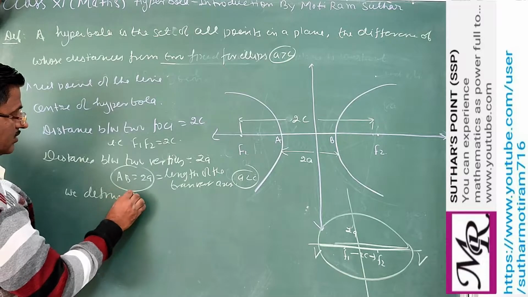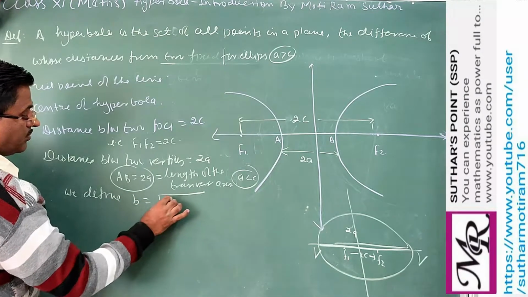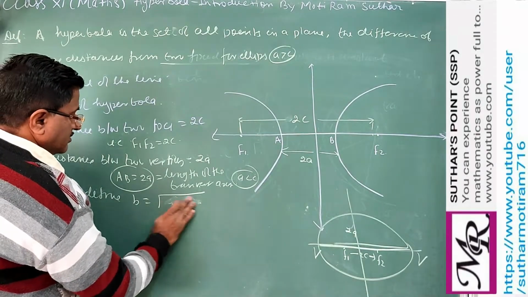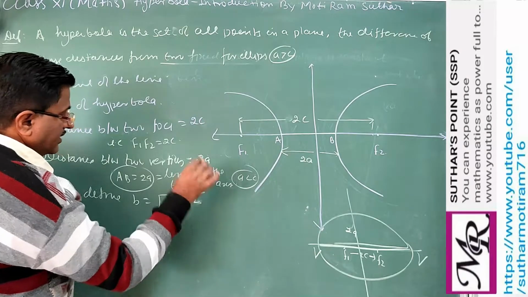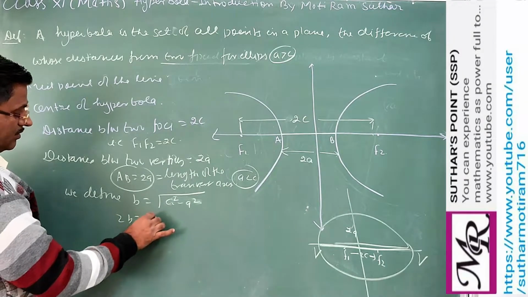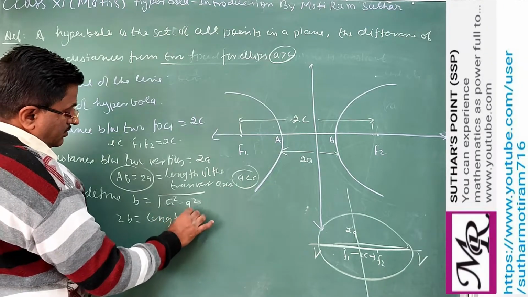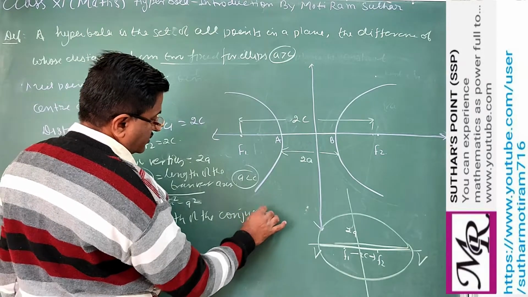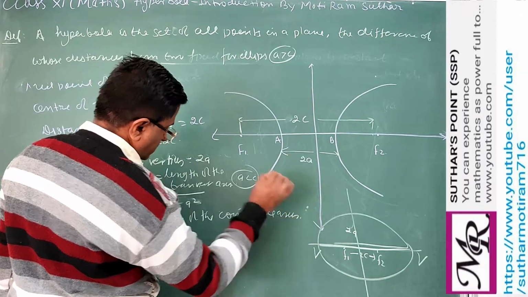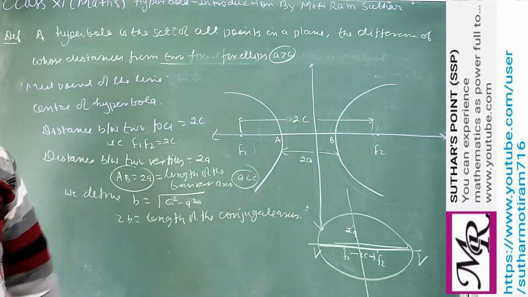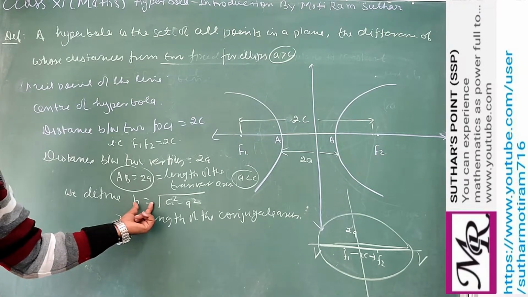We define B equal to root of C square minus A square, where 2B is called the length of the conjugate axis. So the length of the conjugate axis is given by 2B, where B square equals C square minus A square.